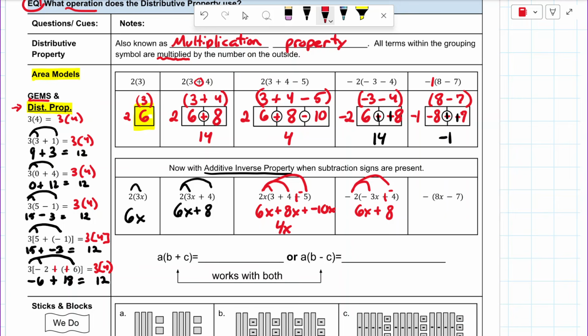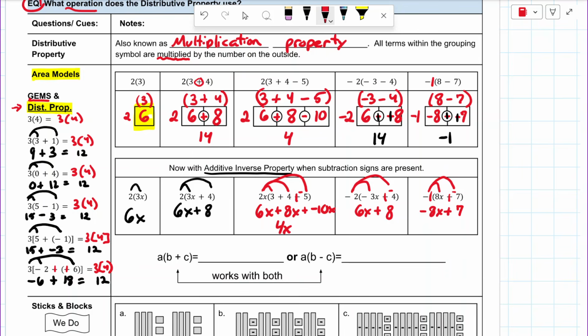And the last one, again, we see the 1 is missing. So we'll put a 1 right here. And we're going to go down to the subtraction sign and additive inverse that. And -1 times 8x is -8x. And -1 times -7 is actually a positive 7. Bring down the plus sign.